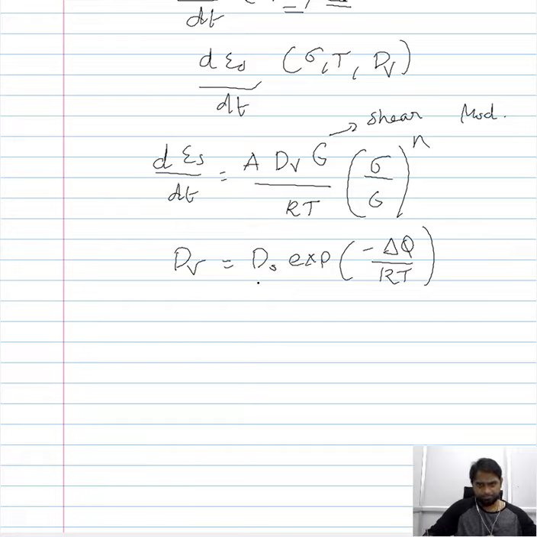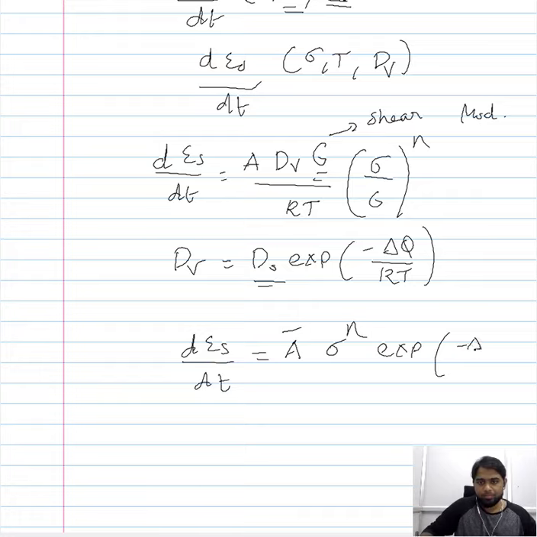Now this is a constant, and this is the shear modulus of the material, which is also a constant, and the temperature and Boltzmann constants are always the same, or we assume the temperature to be constant, and Boltzmann, again, the name indicates it's a constant. So you can rewrite this expression as d epsilon by dt, and then you can couple all these constants and write it as A bar sigma to the power n exponential of activation energy by kT.